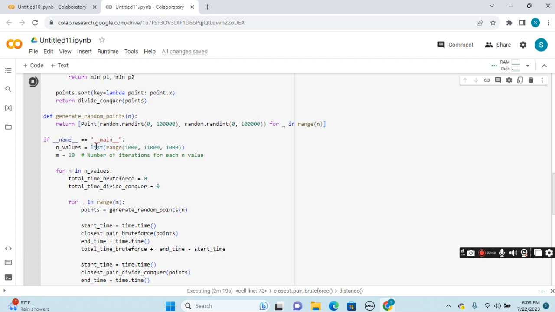The script enters the main part, if name equals main. It sets n values as a list containing different sizes for the sets of random points, and m represents the number of iterations for each size.